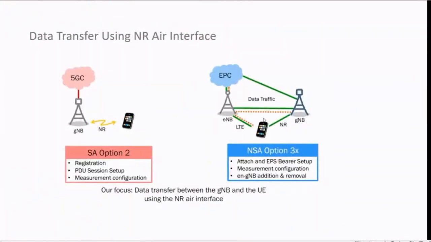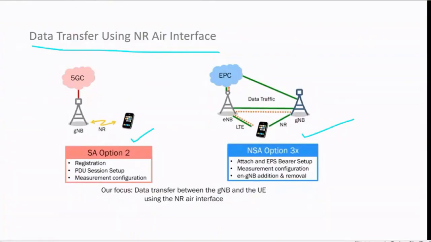So this is what we have discussed: data transfer using the LTE interface. We have two main options, one is option number 2 and the other is option number 3x. In standalone option 2, a G-NodeB is connected to the 5G core and data is transferred between the G-NodeB and the UE using the NR air interface. But prior to data transfer, prerequisites such as registration, PDU session setup towards the suitable data networks, and measurement configuration need to be met. So these are the things in case of option 2.